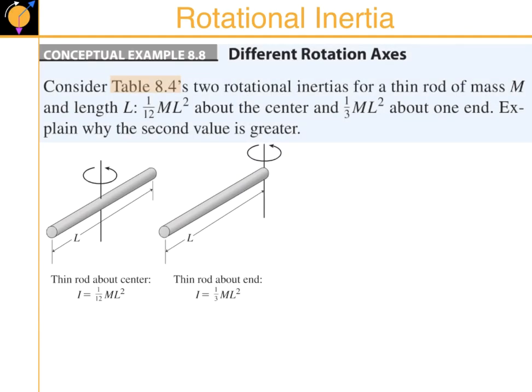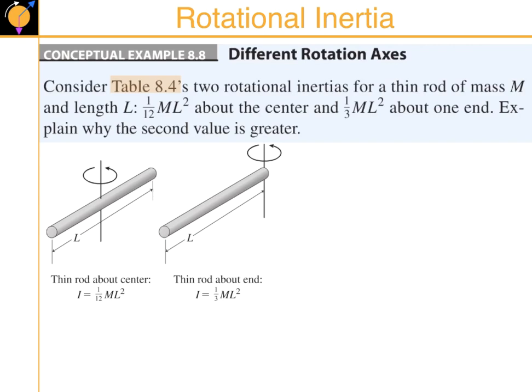Let's compare two of them. We had the moment of inertia for a thin rod about its center. If I have a thin rod, its radius is so small that you don't need to worry about it, but it has a length L. The moment of inertia through the center is 1/12 ml squared. But the moment of inertia about the end of a thin rod is 1/3 ml squared. So what's the difference between these two? This one is greater than this one.